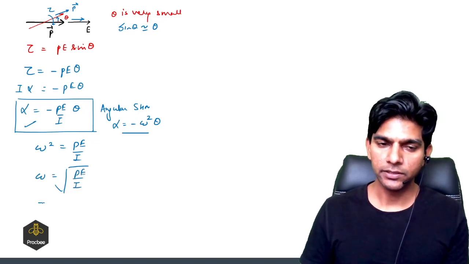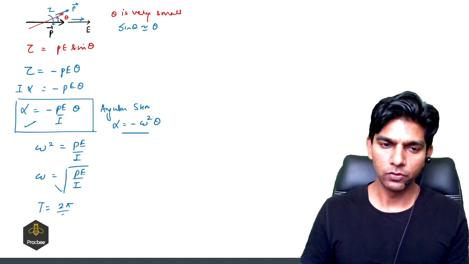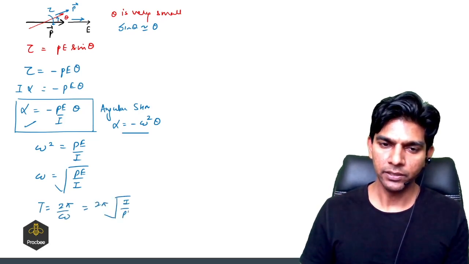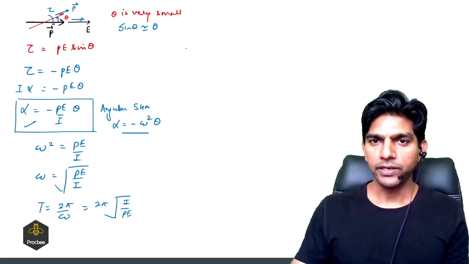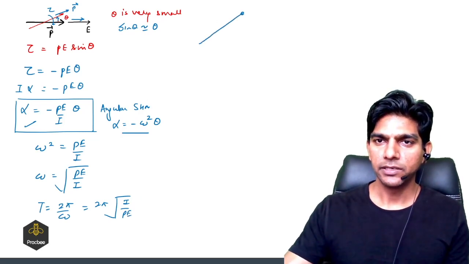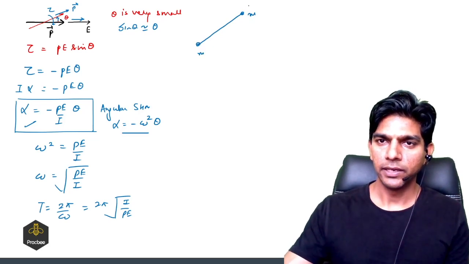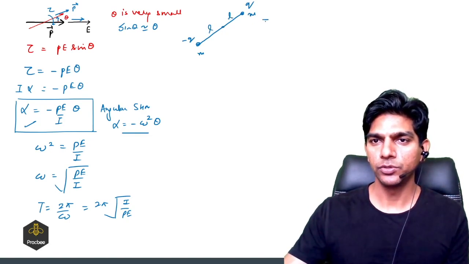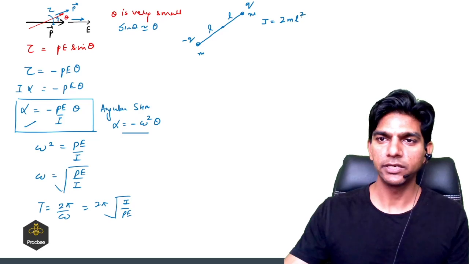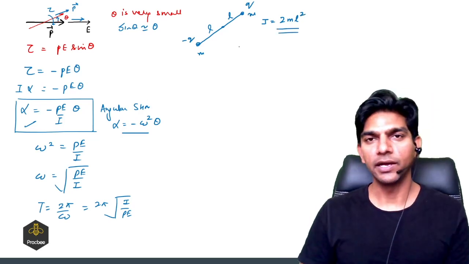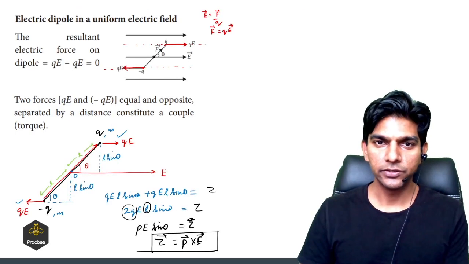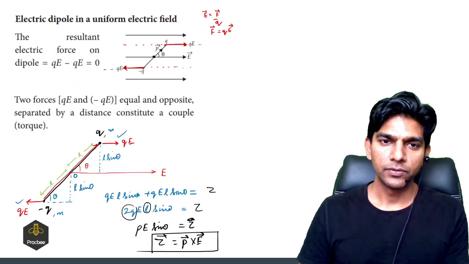And we know that the time period of small oscillation will be 2 pi by omega. So this comes out to be 2 pi times root of I upon PE. If we have this kind of arrangement, let us say there are two masses, one with charge plus q and the other with charge minus q, and if this length is L and this length is L, then the moment of inertia will be 2 times m L square, right? So we can substitute the value of I in this formula and find the time period. I hope this concept is clear to you, right?